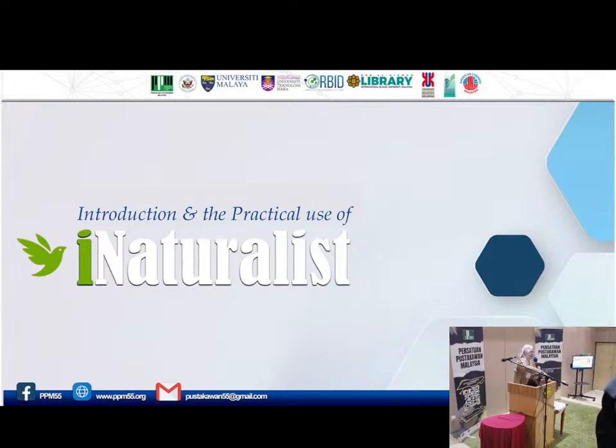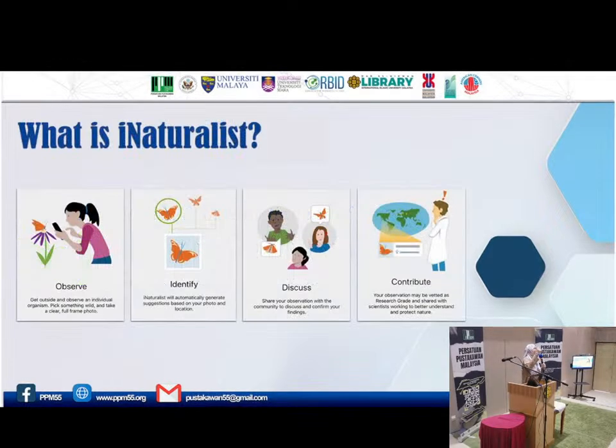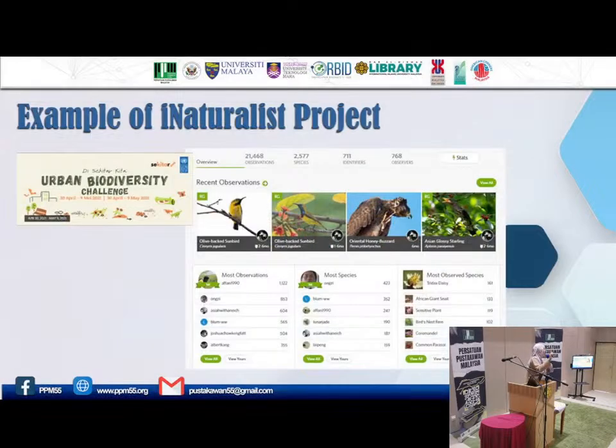Okay, so this is an example of an iNaturalist project. First, this is from University Malaya. The project name is Urban Biodiversity Challenge. The project is simple: take a picture and then upload it to iNaturalist. In this app, it will help us to identify that species. It might be that we need to choose which one is the correct one, but the app will have suggestions for us to choose from. So this is an example of it.